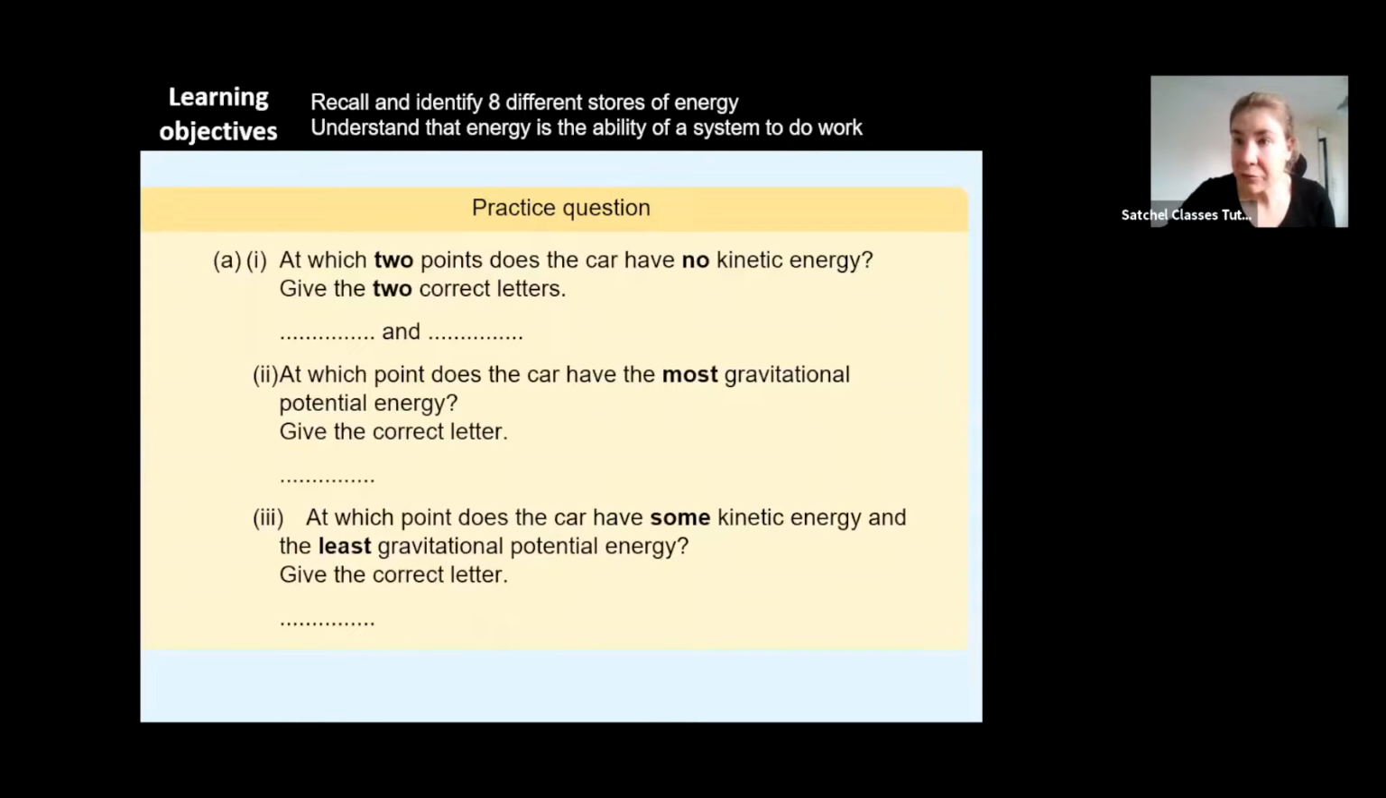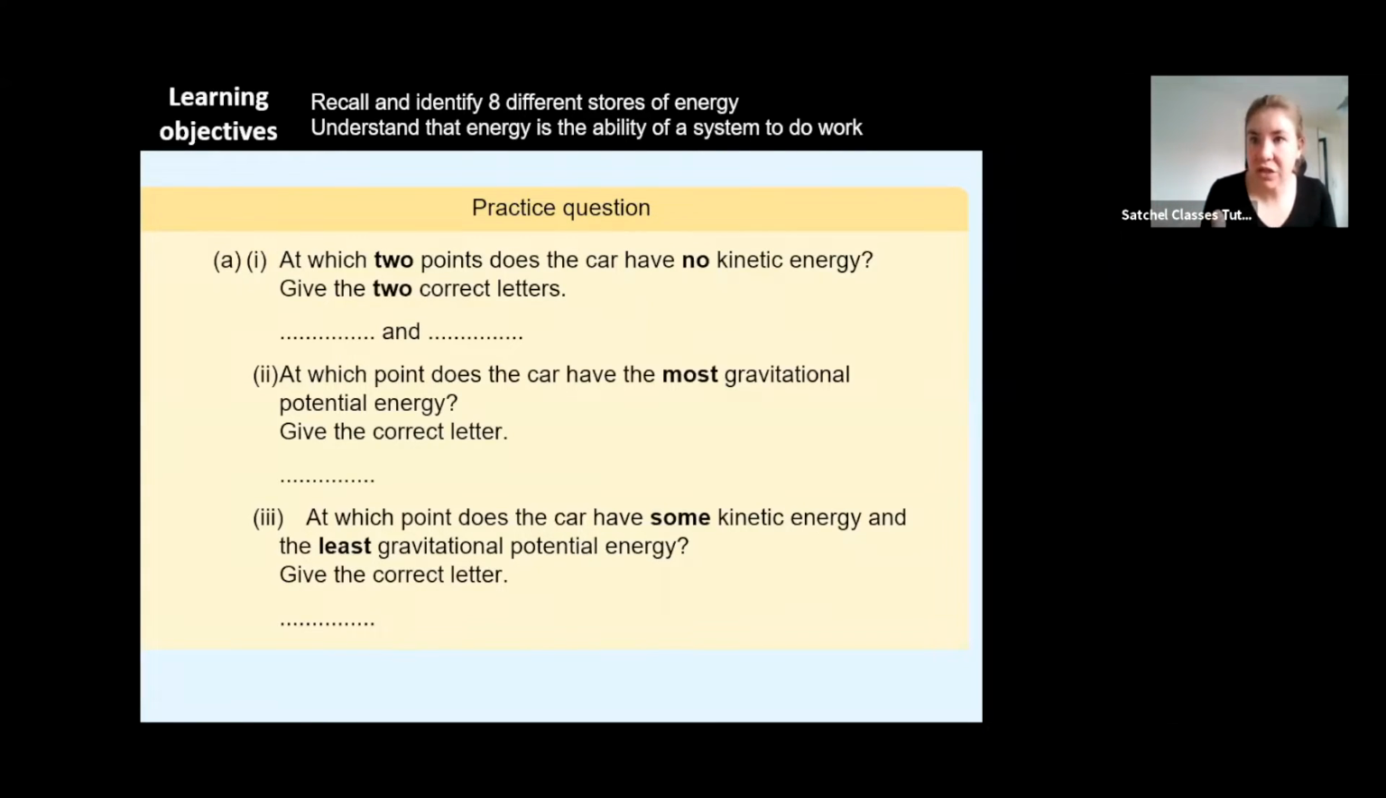So this is probably out of 4 marks because there's 4 spaces. At which 2 points does the car have no kinetic energy? We'll look back at the image in a second. At which point does it have the most gravitational potential? And at which point does it have some kinetic and the least gravitational potential? All right, so let's go back to that.